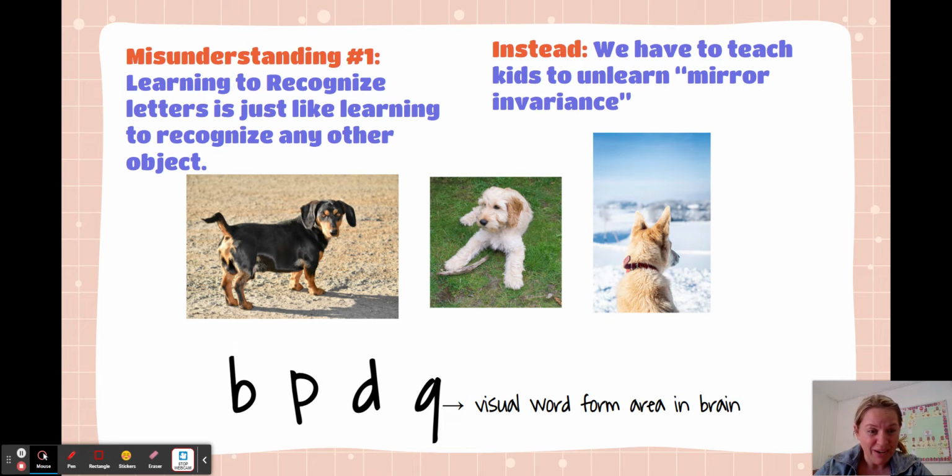But when we talk about letters, our letters flip and turn, like these lovely friends here, the B, P, D, Q. They flip and turn and they change into an entirely different letter when they do that. So with mirror invariance, they have to learn to unlearn that: when you flip it, it's not just a dog from the other side, it's actually a P. And that makes a different sound and it's a whole different thing. There's actually an area in our brains where we store these visual word forms, so we have to teach them how to do that.